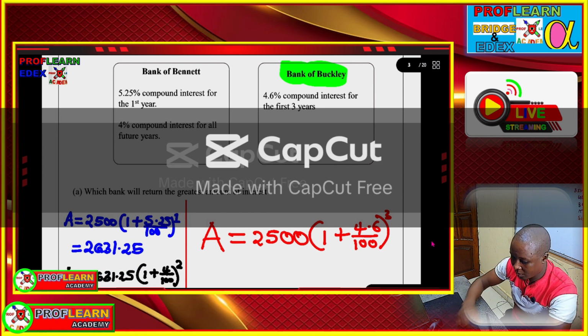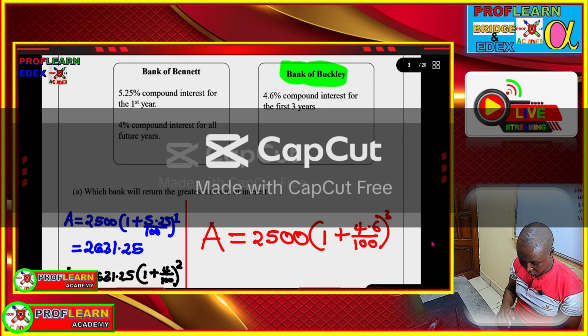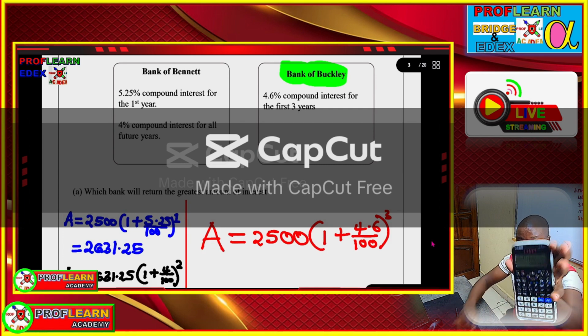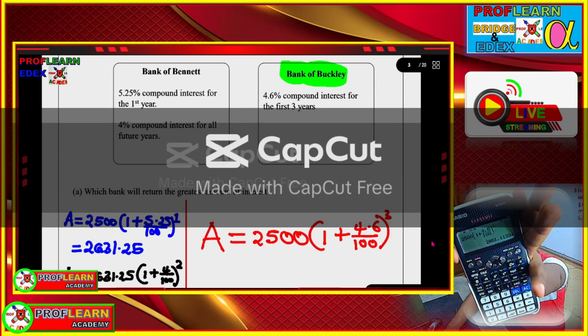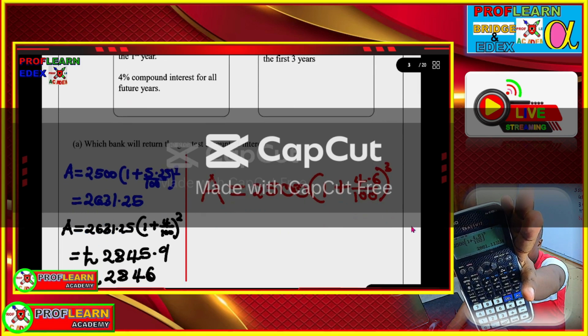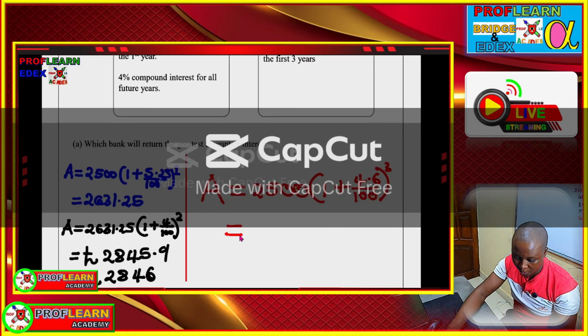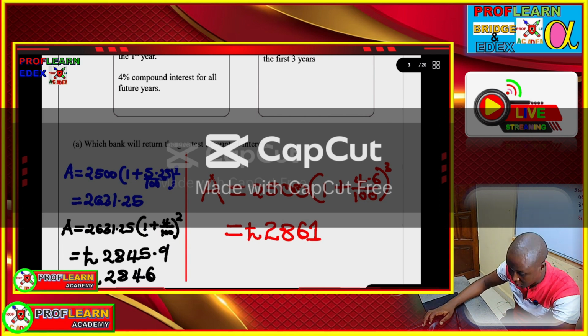If we substitute this and put it in my calculator, 2,500 into bracket 1 plus 4.6 over 100, raised to power 3, this translates to that value. So if we work it out, we get our answer equivalent to 2861. Yes, 2861, so that is the amount.